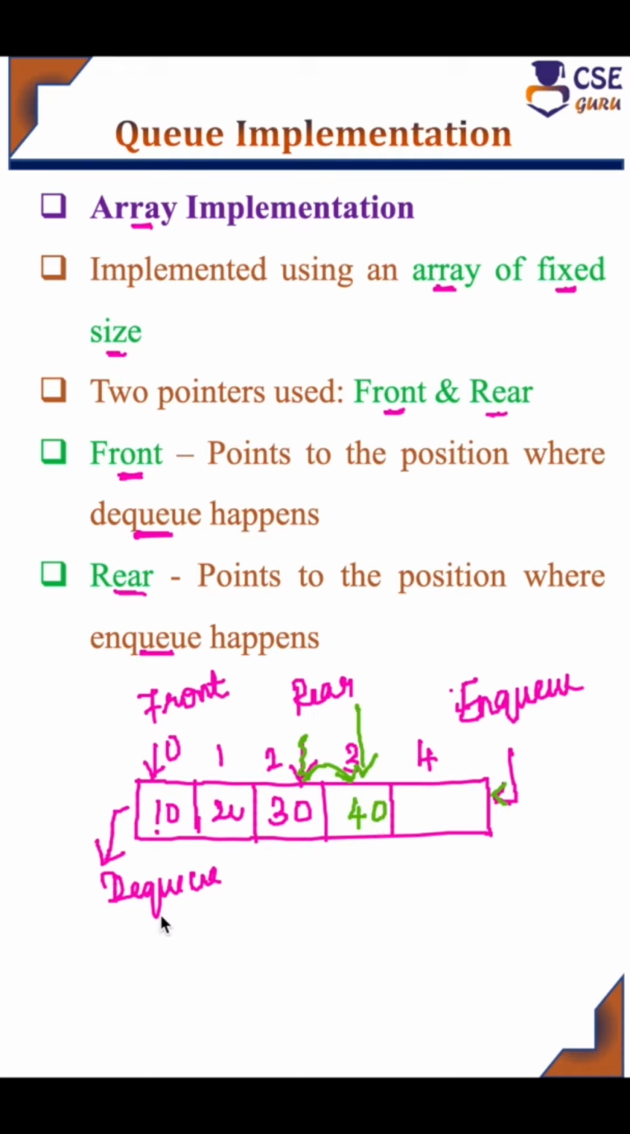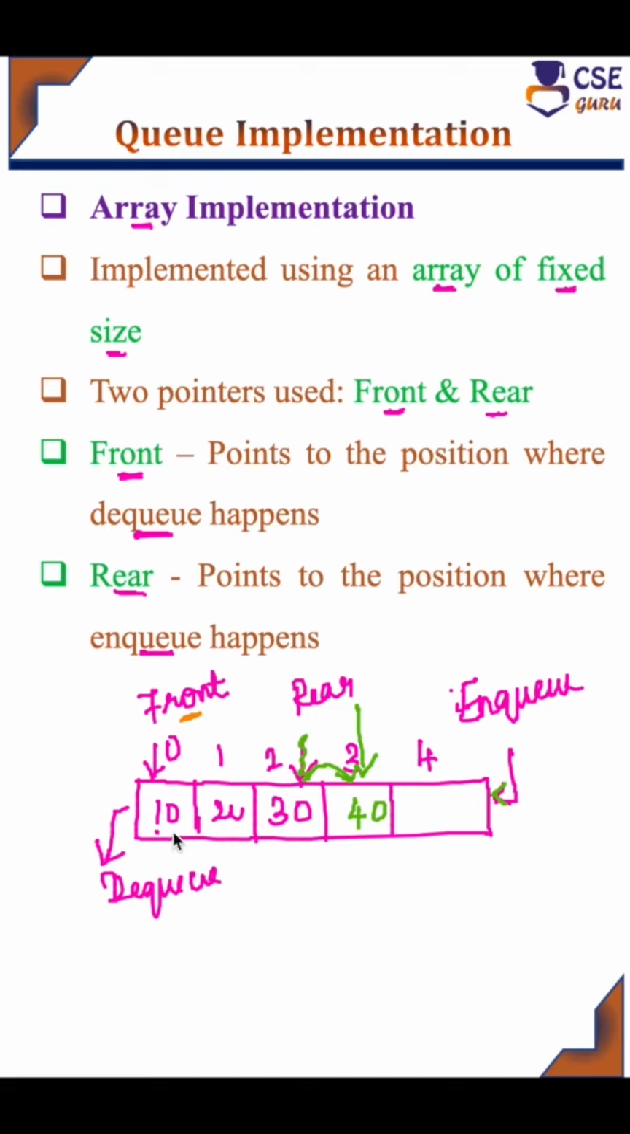How does the dequeue operation happen? Suppose I want to delete an element from this queue array. The first element inserted into this queue array will be the first element removed from it. That's why the queue data structure is called a FIFO data structure. So here the first element will be deleted. Here it is 10, the position where the front pointer points. That element will be deleted first.